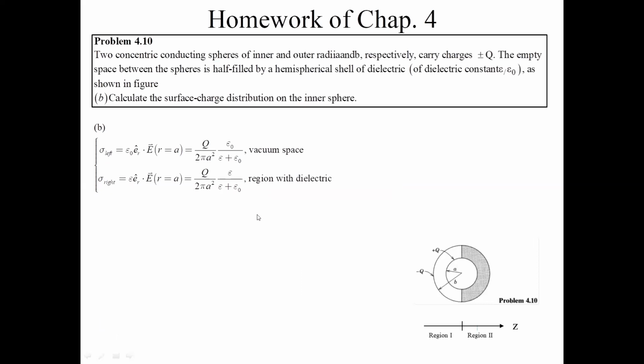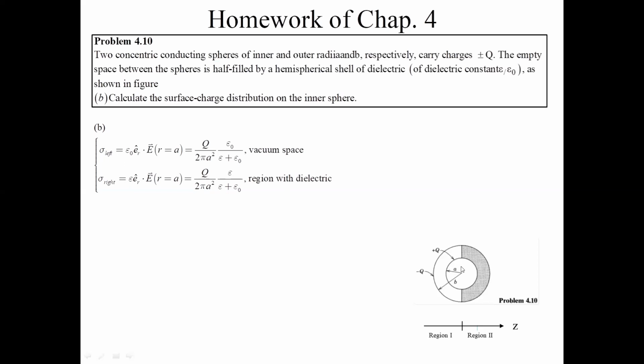And then for problem B, we want to calculate the surface charge distribution. So we just apply the boundary condition where divergence of D equals 0, which means the normal component of D on the boundary must be the same as the surface charge density.